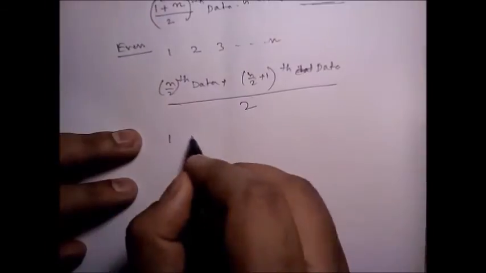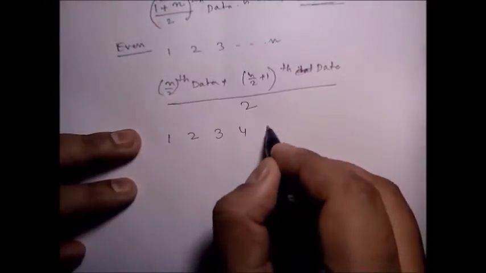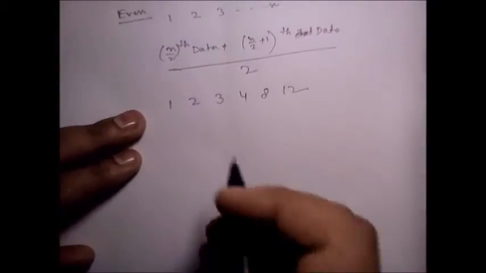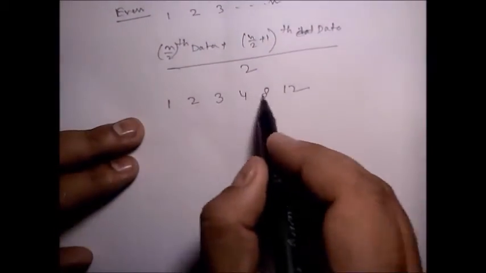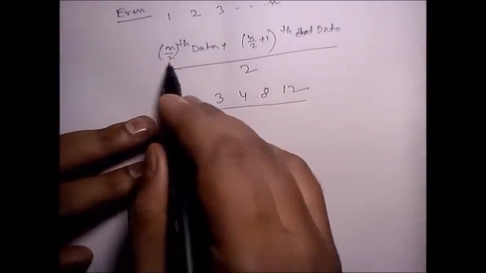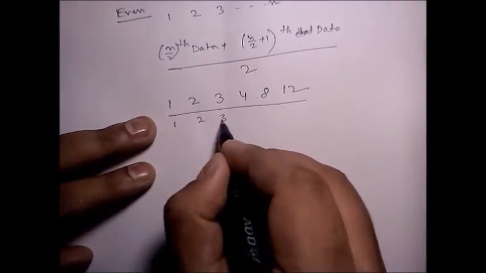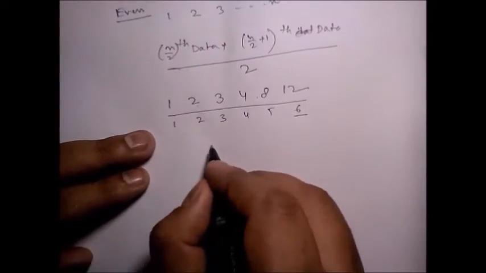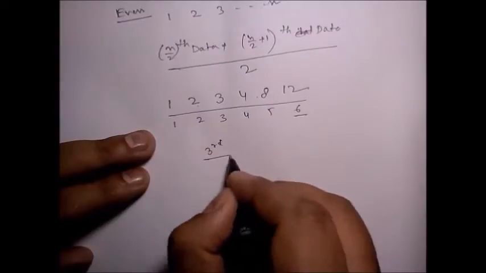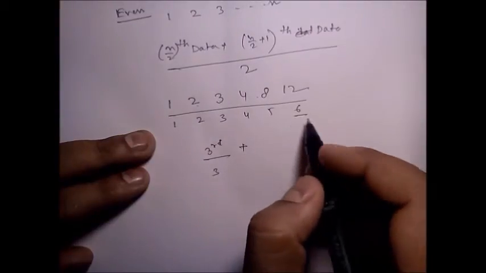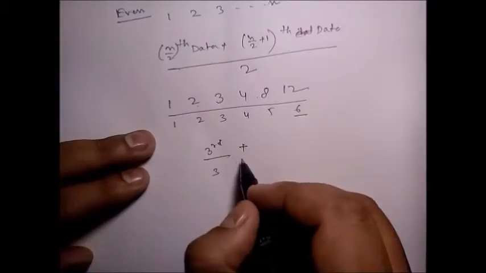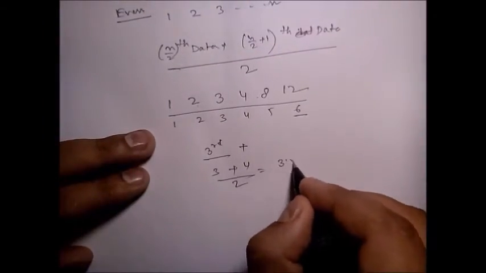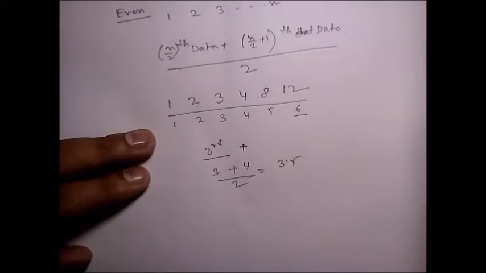Suppose we have the data 1, 2, 3, 4, 8 and say 12. So there is an even number of data. So n by 2, the indexing is 1, 2, 3, 4, 5, 6. 6 by 2 is 3, the third data, that is 3, plus 6 by 2 plus 1, the fourth data, that is 4, and the average of this, that is 3.5, is the median. Okay.